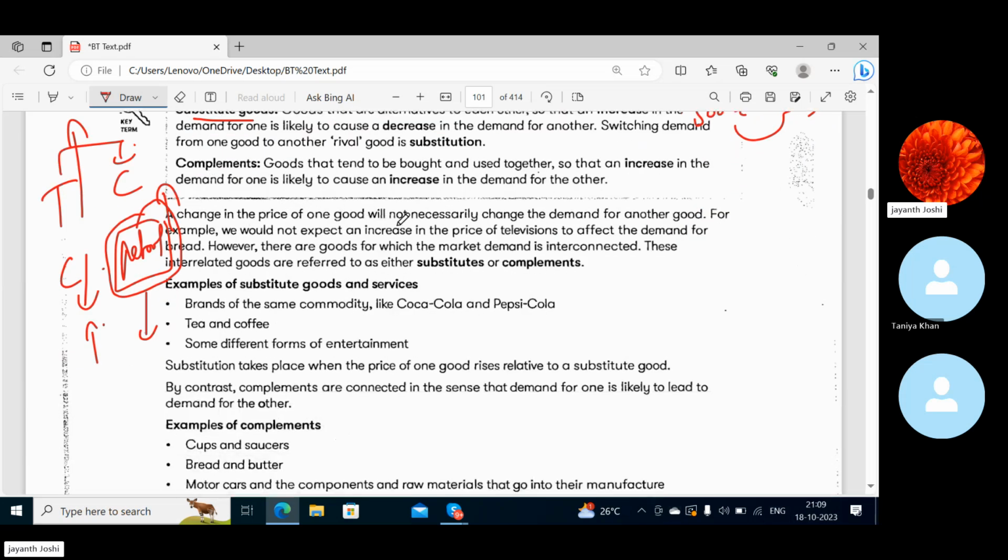Change in the price of one good will not necessarily change the demand for another good. For example, we would not expect an increase in the price of television to affect the demand for bread.